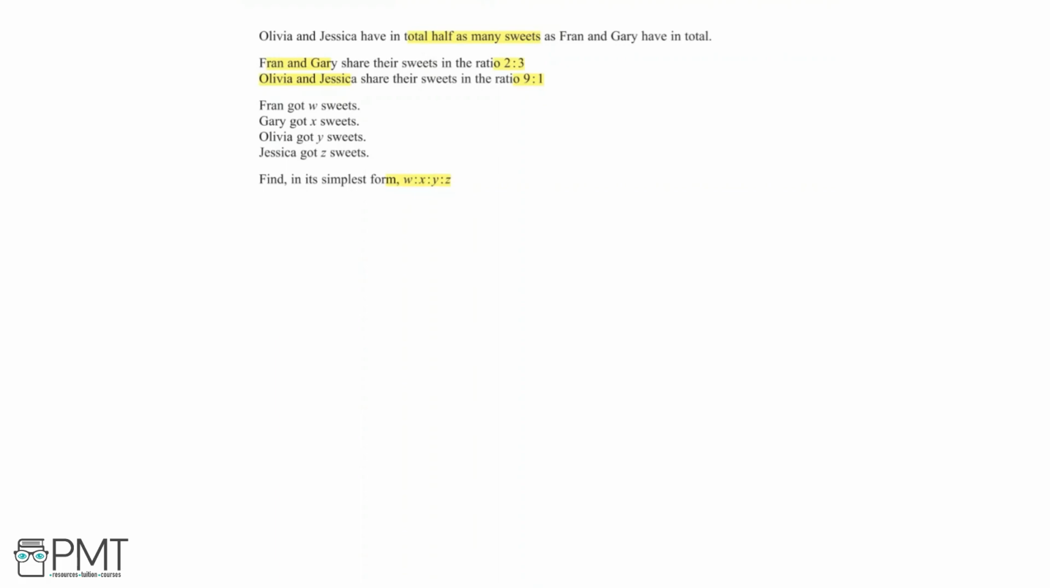And so we can find out how many sweets each person got. Let's start by adding some numbers to help make this a little bit clearer. If Olivia and Jessica have in total half as many sweets as Fran and Gary have in total, we can say that Olivia and Jessica have in total 50 sweets. And this is just any number that we can use, as long as it fits what the question is saying.